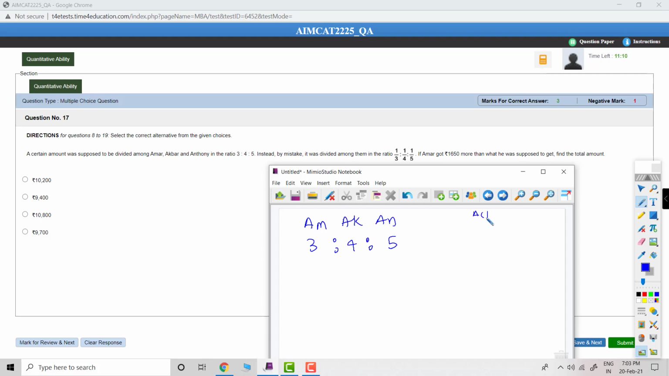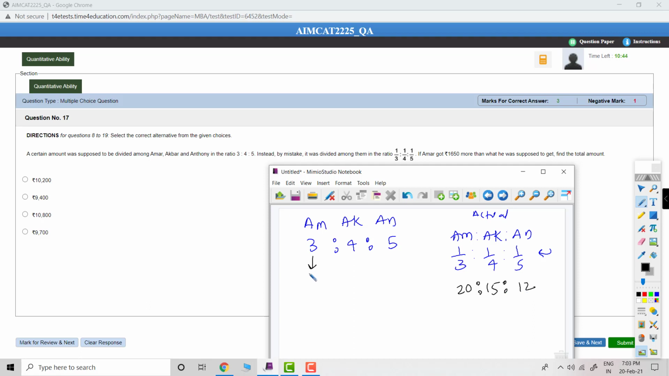But in actual, Amar, Akbar and Anthony get the money in the ratio 1/3:1/4:1/5. Now let's multiply by the LCM of 3, 4, 5, which is 60. Let's multiply this ratio by 60. We will get 20:15:12. Due to this, Amar got 1650 more than he was supposed to get.